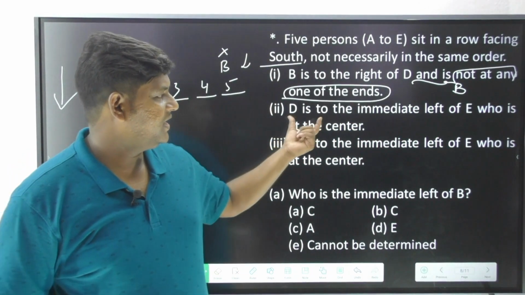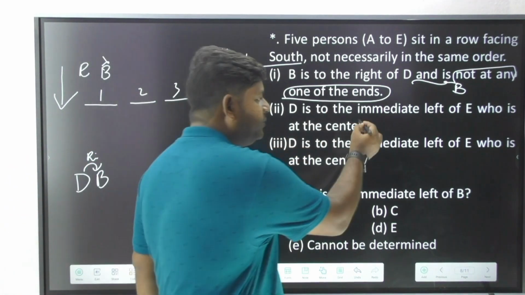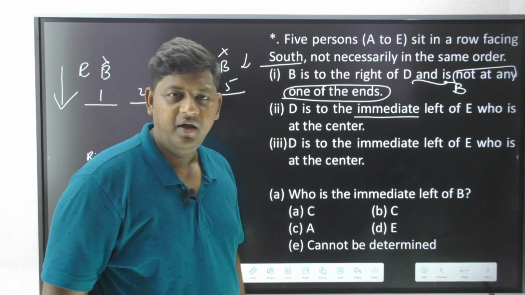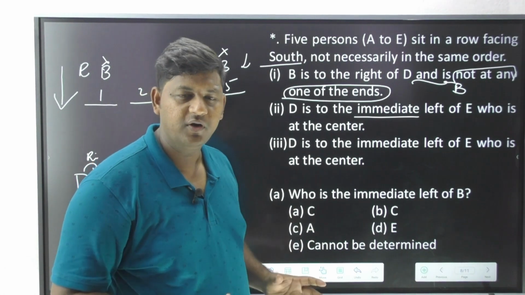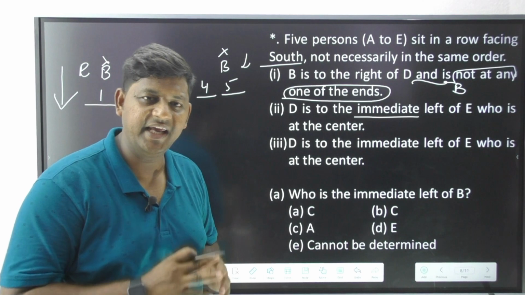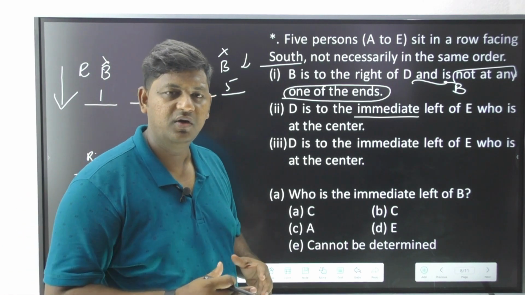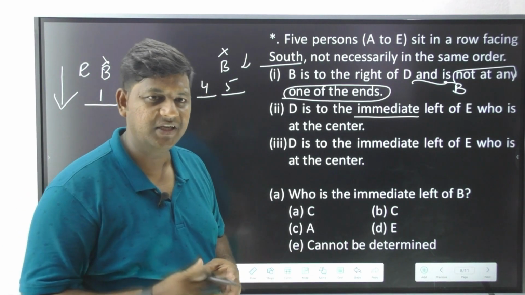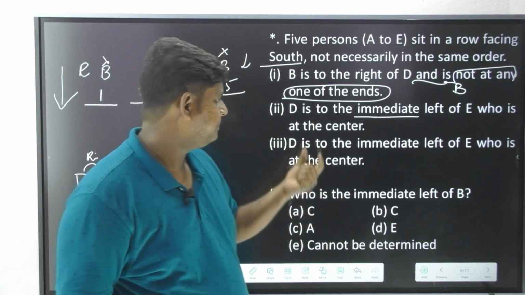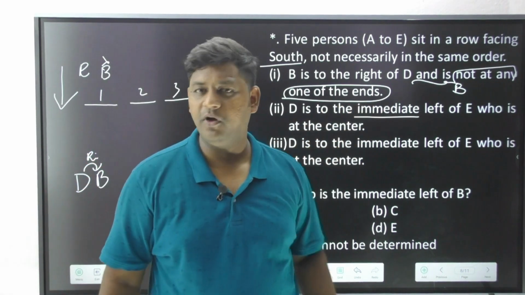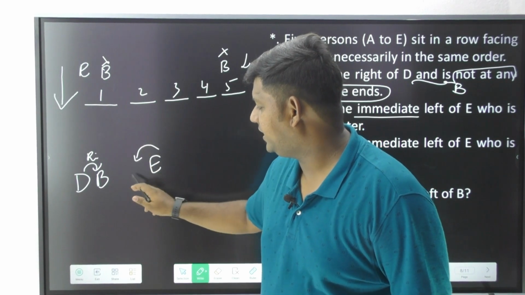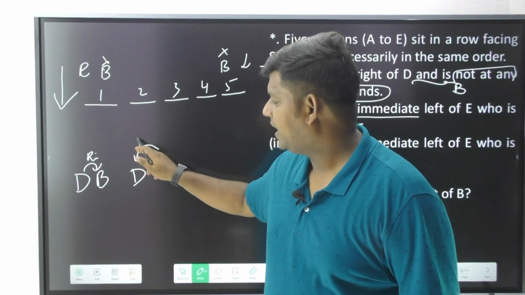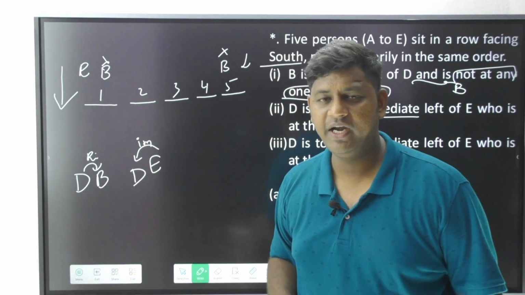Now D is immediate left. Now the keyword immediate is given. If it is given, it is going to be very clear for you. You are not going to face any more possibilities, because the immediate keyword is given. D is immediate left of E. Now please observe, immediate left of D, E, I have to bring whom? E, immediate. I'm just going to write down IM.